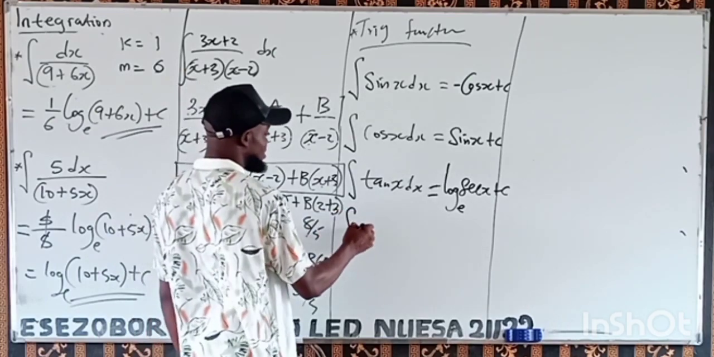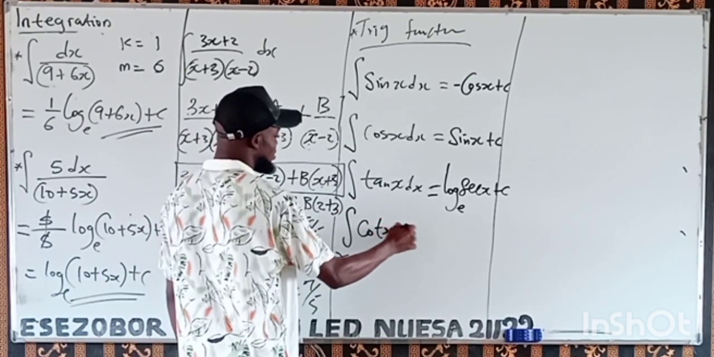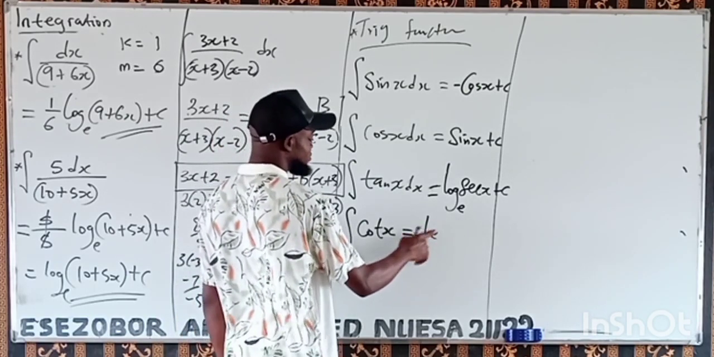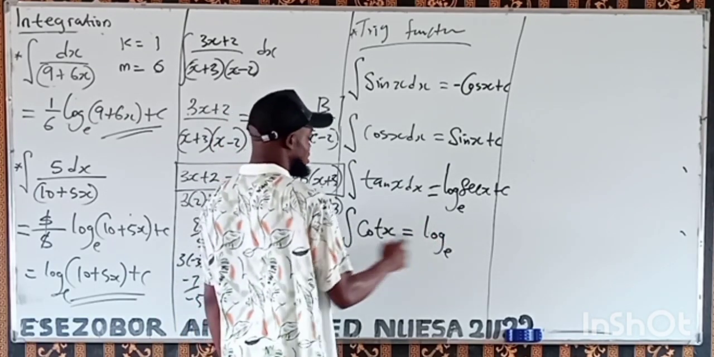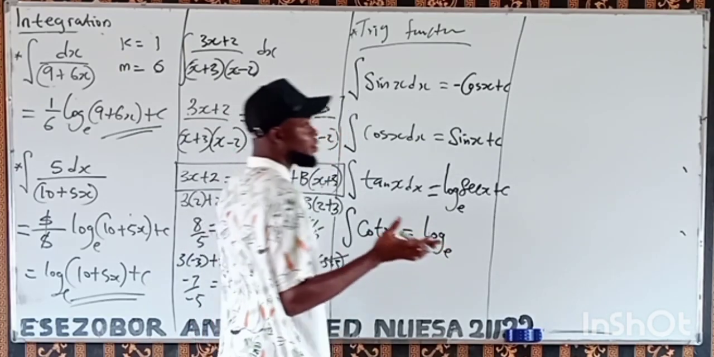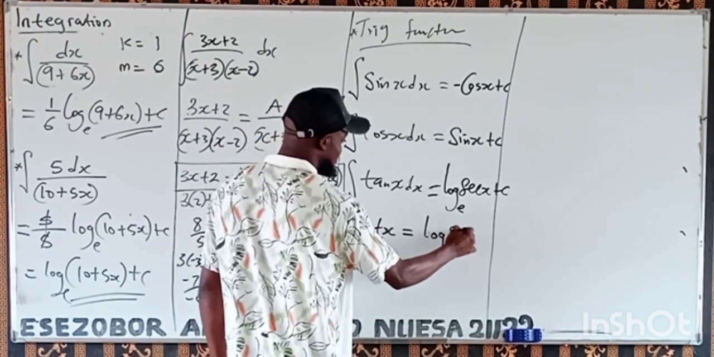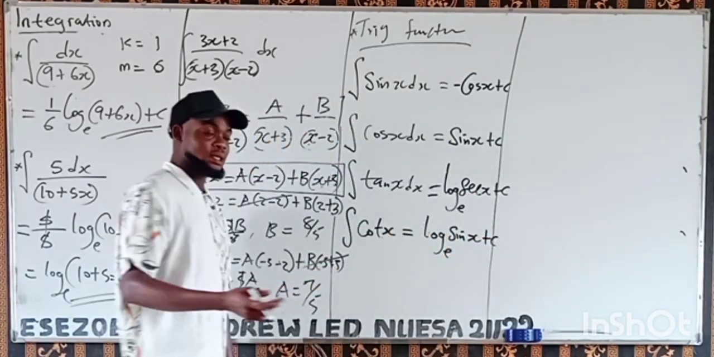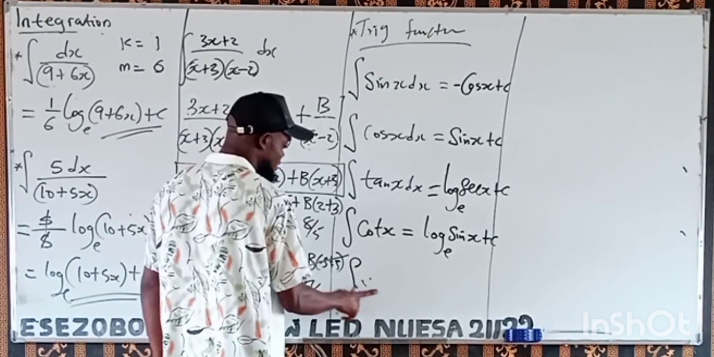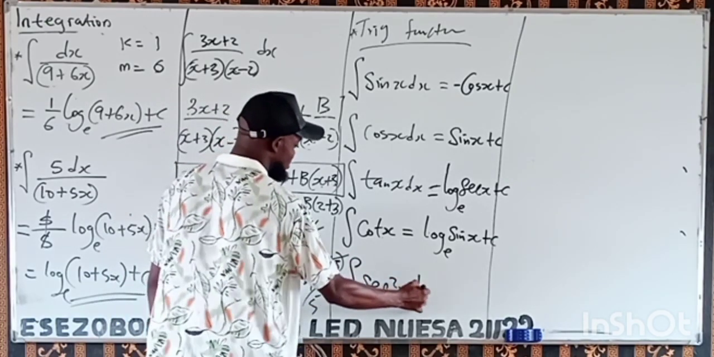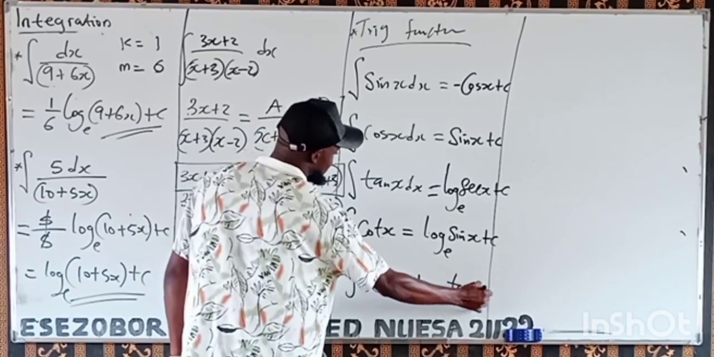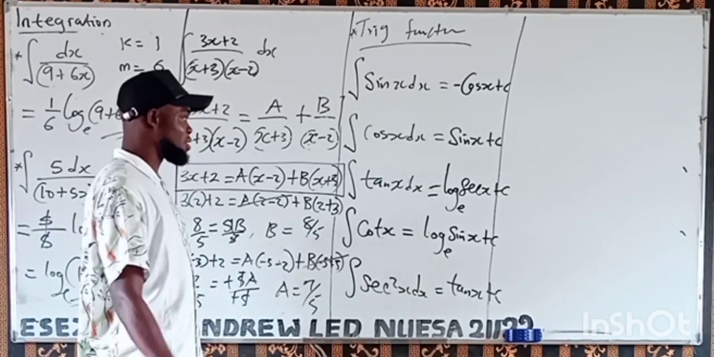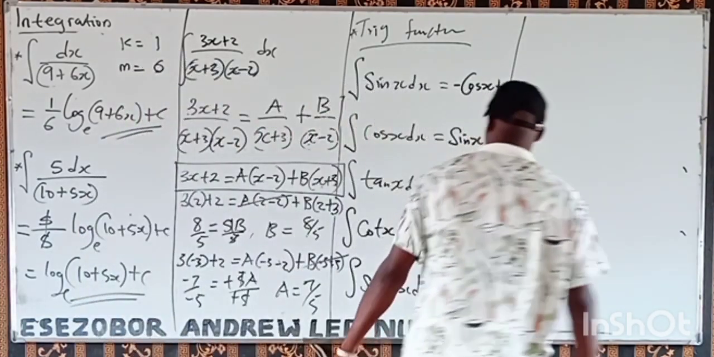Then if we integrate cot x, that's how it is. I'm going to have log base e of sin x plus c. I'm going to show you how we got this later. Then if I integrate sec squared x dx, that's how we get tan x plus c. So I'm going to show you how we got this and this later, because those two are not straightforward.